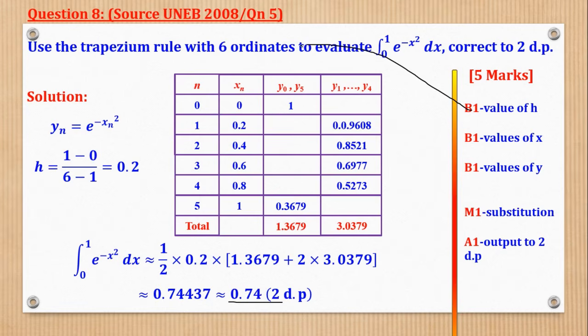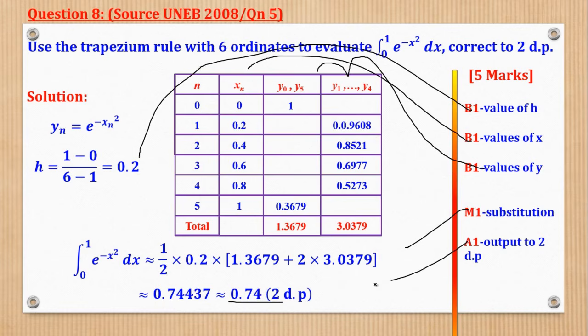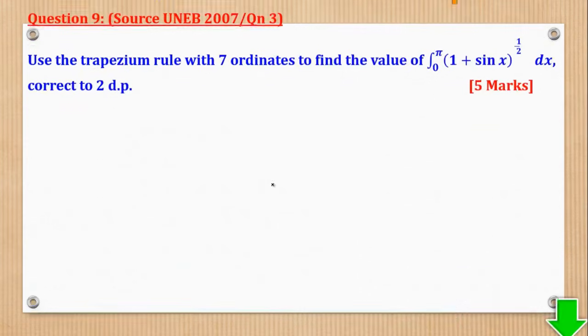So B1 for getting the value of h, B1 for getting values of x, B1 for both columns of y, M1 for the substitution, A1 for the output to the required accuracy. So that was question 8.